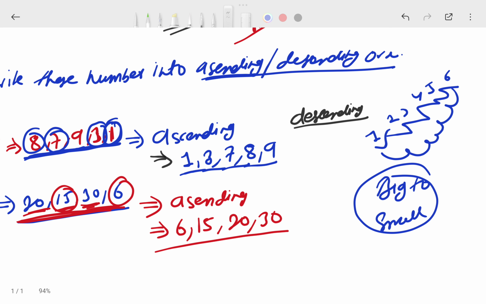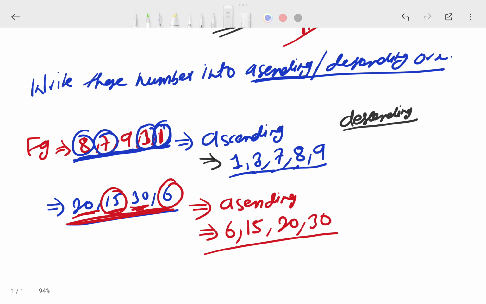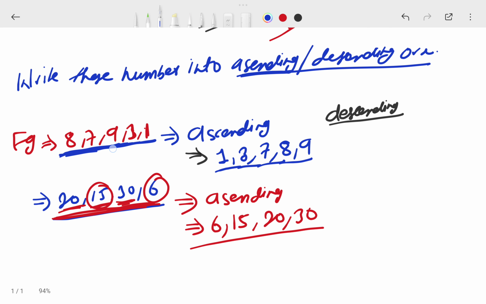Now in this set of numbers, which is the bigger number? In this one, 9 is the biggest, so in descending we will write the greatest number first, 9.